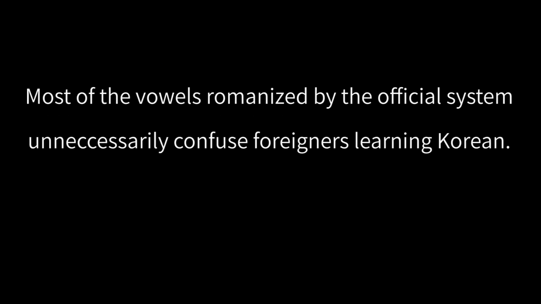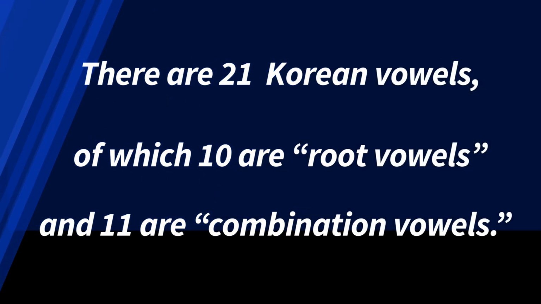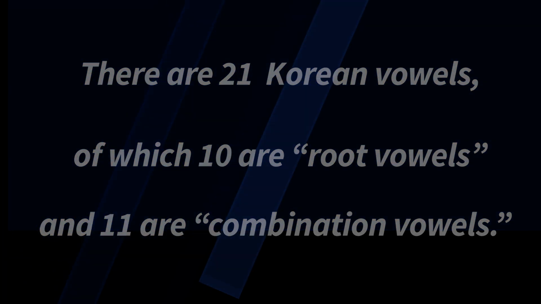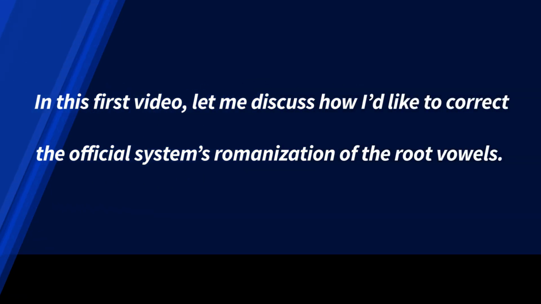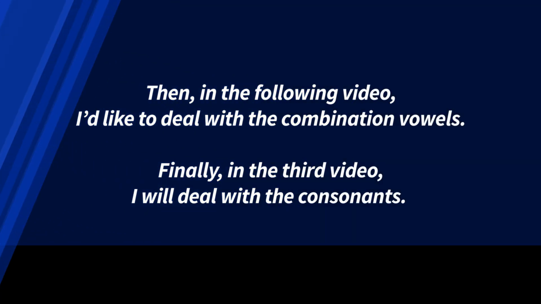Just like the examples given above, most of the vowels romanized by the official system unnecessarily confuse foreigners learning Korean. The official system names 21 Korean vowels, of which 10 are root vowels and 11 are combination vowels. In this first video, let me discuss how I'd like to correct the official system's romanization of the root vowels. Then, in the following video, I'd like to deal with the combination vowels.